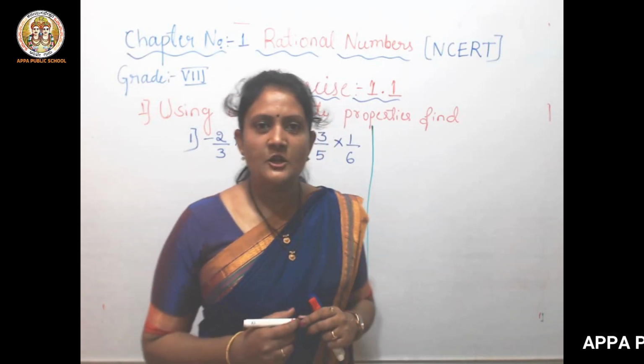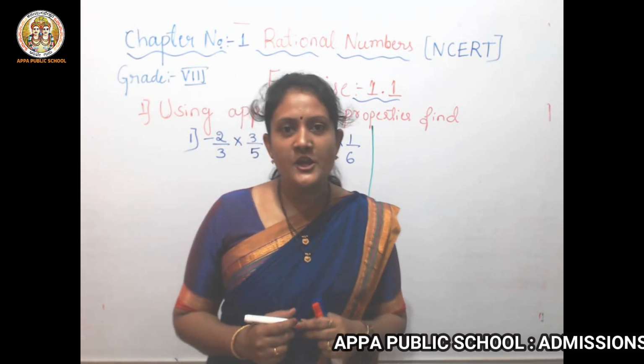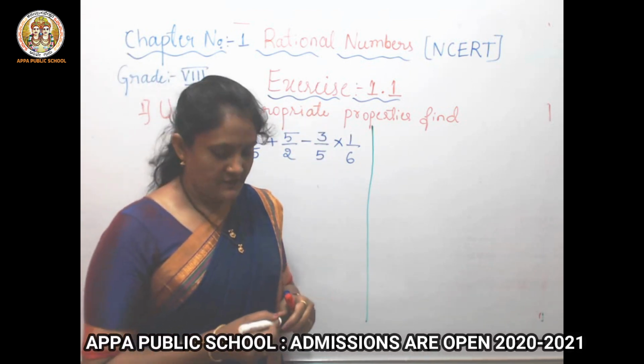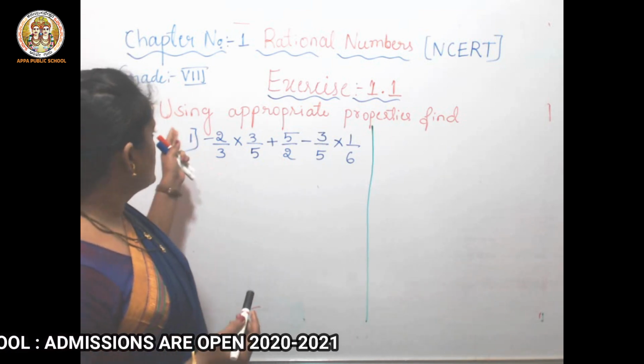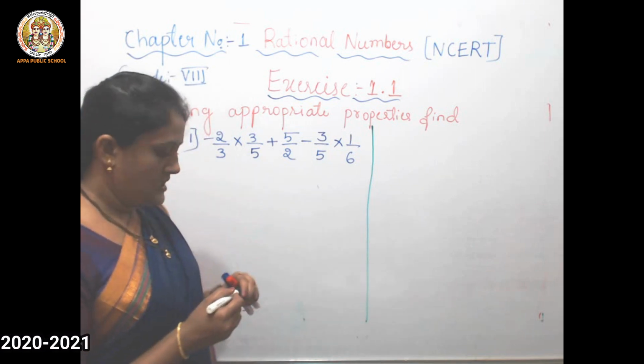In the previous session, we learned about the concept of rational numbers. So in this class today, we learn about the exercise problems. Okay, shall we start? Shall we solve the exercise problems? So the first question is: using appropriate properties, find. So this is the first question.